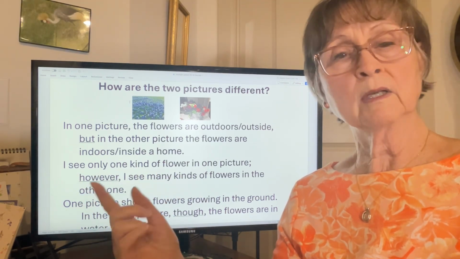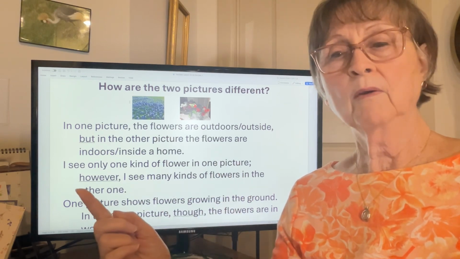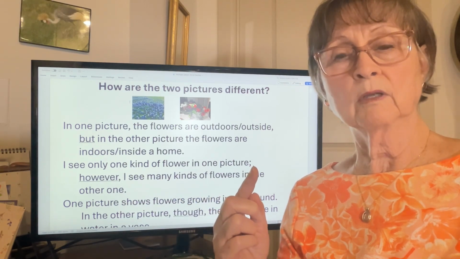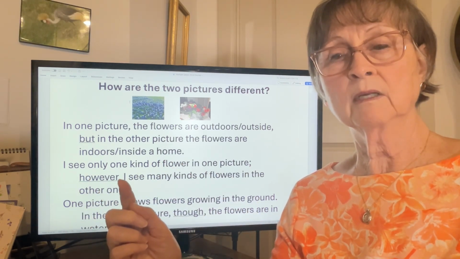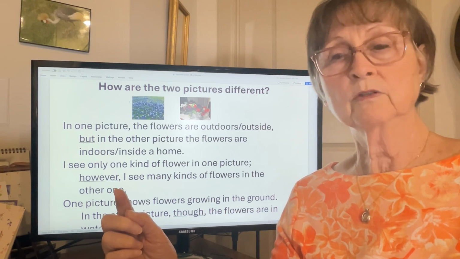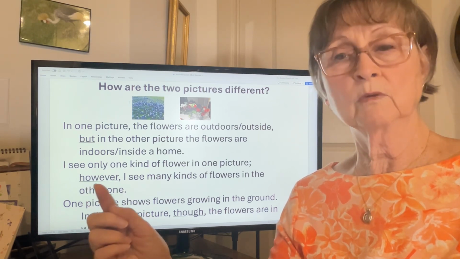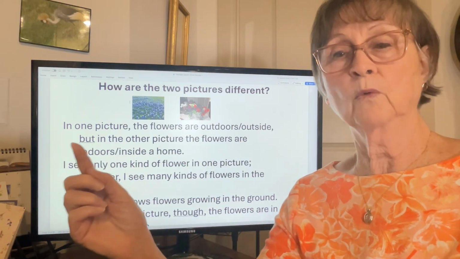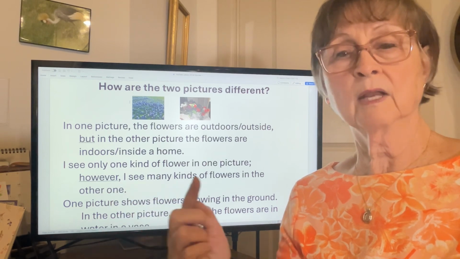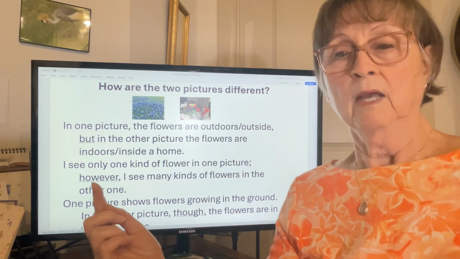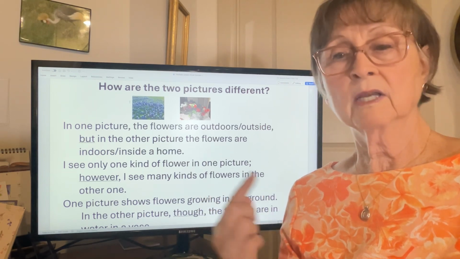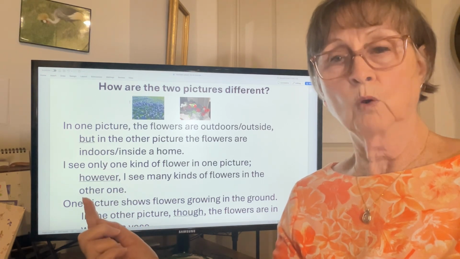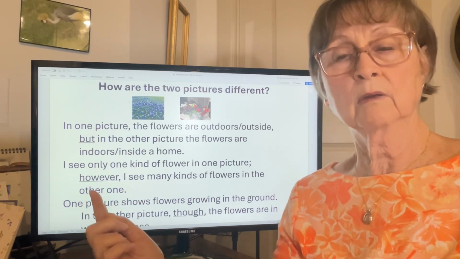Now, however is written a little bit differently because however is almost like a whole thought. You can combine it with a semicolon, but then after we get the however, we need a comma. You don't have to do that with other connecting words, but we do with however. But is just there, and I put one comma right before it. However gets a comma after it and a semicolon before it. However, I see many kinds of flowers in the other one. So one and the other one. That helps to show the comparison.